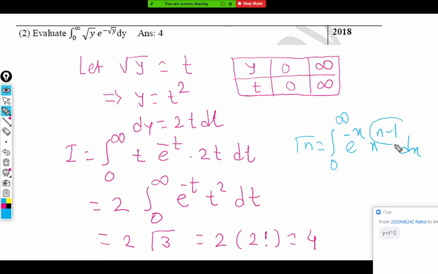So if the power of x is n minus 1, the answer is gamma n. So this is always there: you just add 1 to the power of the variable, and that gives you the gamma. Are you all completed? Yes, sir. So let me move to the next question then.